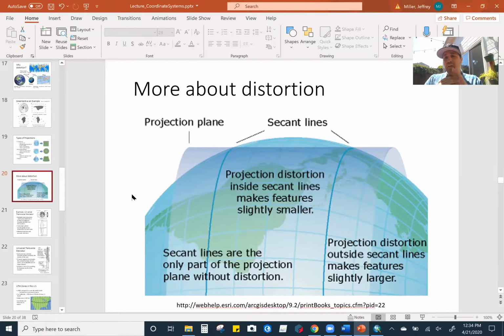That's not very much, right? Now, the thing with a cylinder is that, because you have the ball kind of protruding out of the cylinder, you're going to get distortion inside of those lines; things look a little bit smaller. So essentially anywhere near the equator, the shapes are going to be a little bit smaller than they're supposed to be. And where the globe is on the outside part of those secant lines, you're going to get features that look much larger.